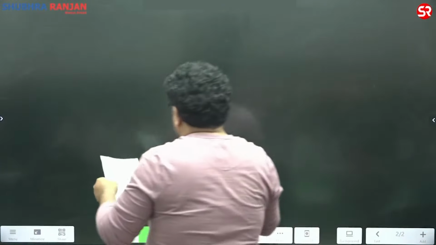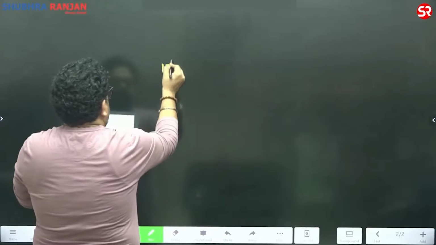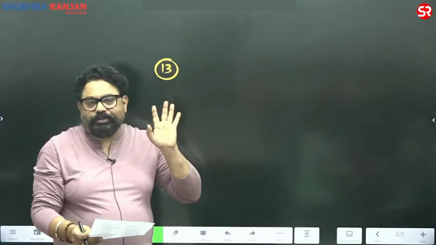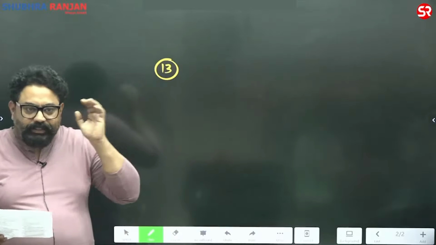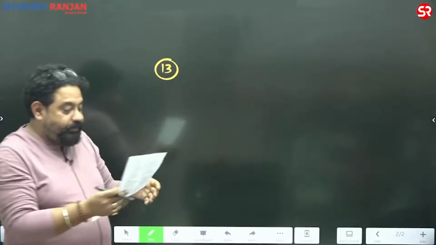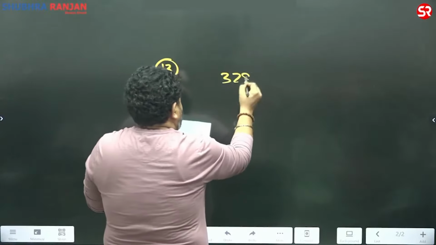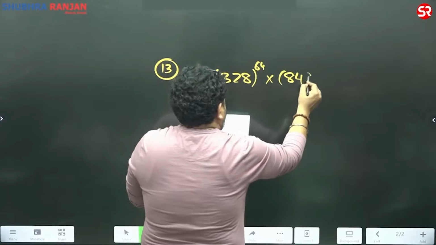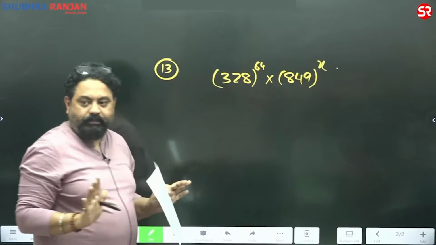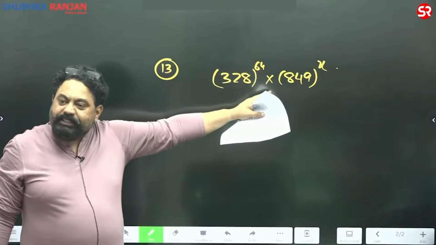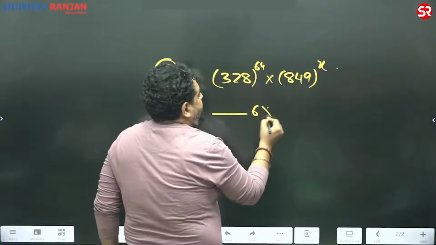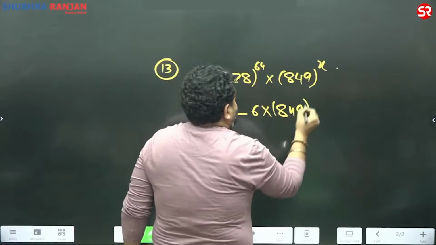Theek hai? Okay, what is the unit digit of question 13? I'm doing all important questions from this assignment, which I believe can come in your paper, and then I'm doing PYQs. Khatam. Main nahi ruk raha. Theek hai ki nahi? So, what is the unit digit of 328 raised to the power 64 into 849 raised to the power x. Now 328 raised to the power 64 would end with 6. So basically its unit place we know, into 849 raised to the power x.